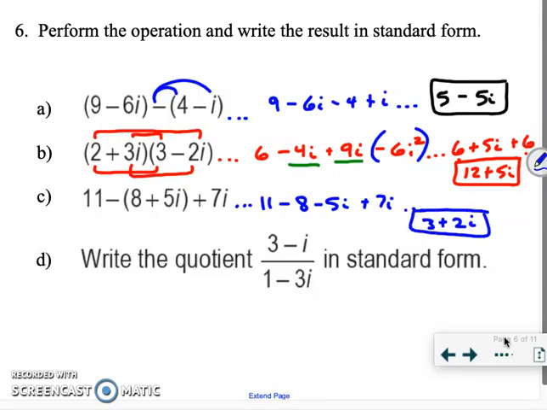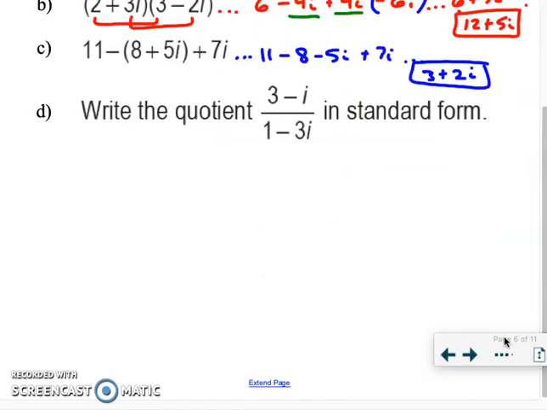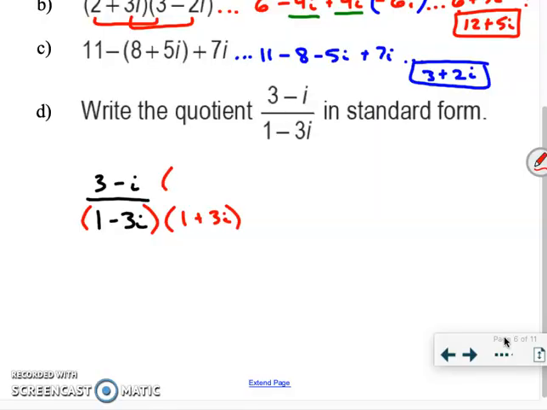Part D, we want to write the equation in standard form. The only issue that we have here in part D with 3 minus i over 1 minus 3i is that we can't have an imaginary value in the denominator. So the trick here, what we've got to do to get rid of it, is multiply by the complex conjugate. The complex conjugate of 1 minus 3i is 1 plus 3i. If I multiply that on the bottom, I have to match that and do it on the top.